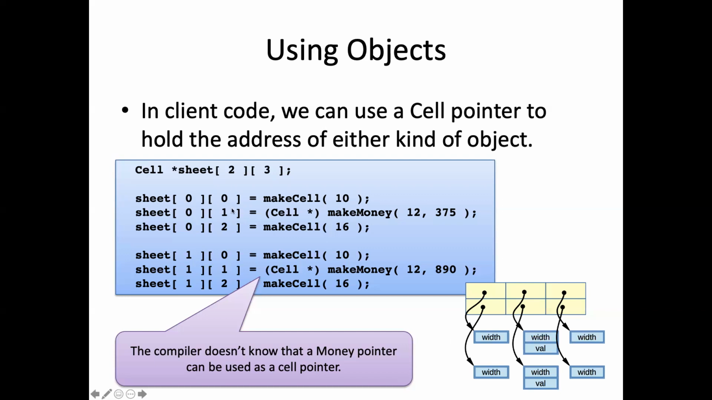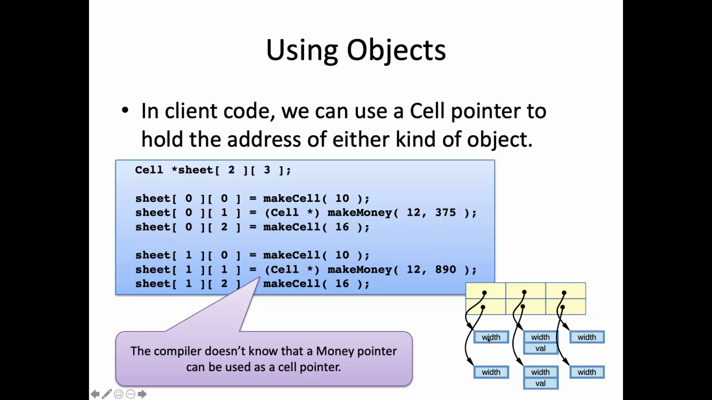I just hard coded this for every element of the array. I make it point to either an instance of the superclass or an instance of the subclass. So when I call make money, I'm really getting an object that has these 2 fields in it. When I call make cell, I'm really getting an object that just has this 1 field.